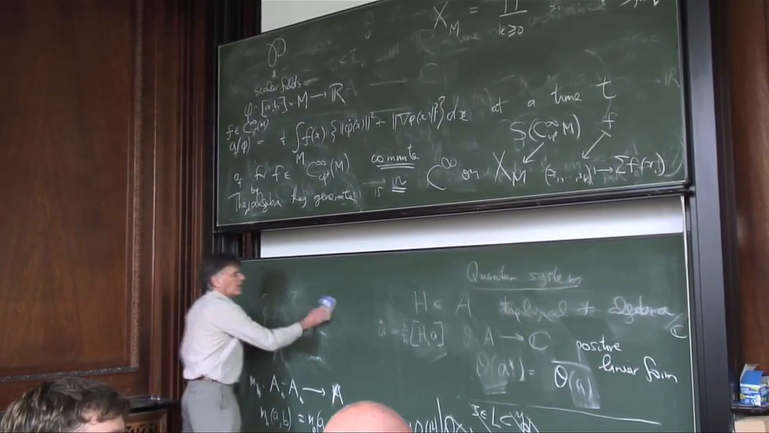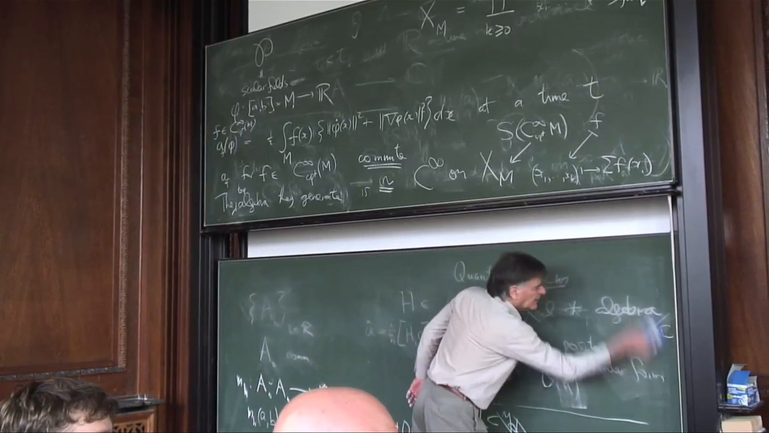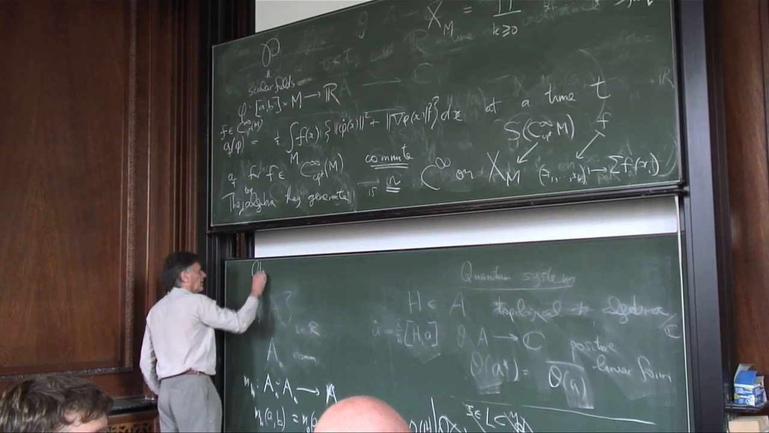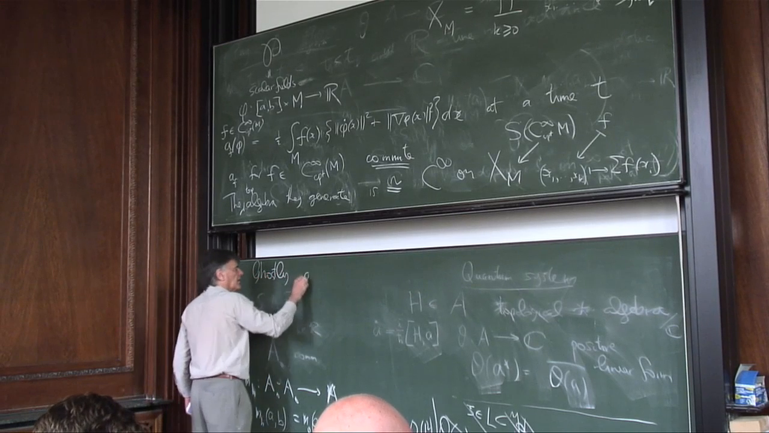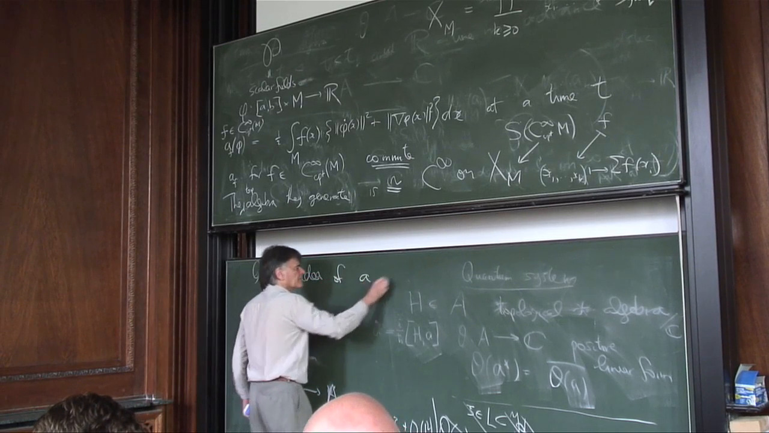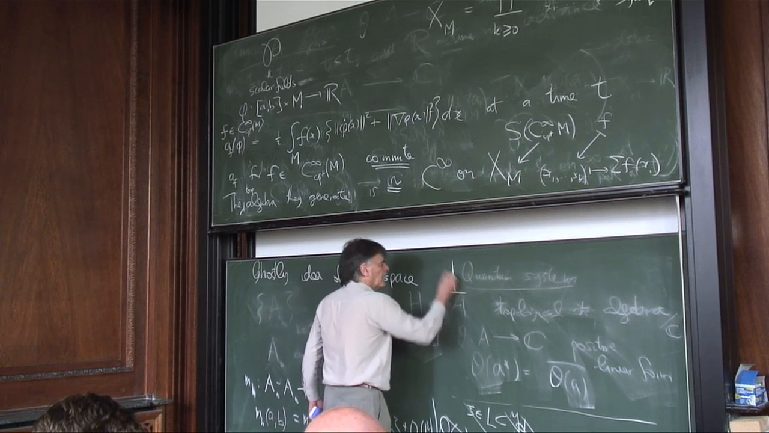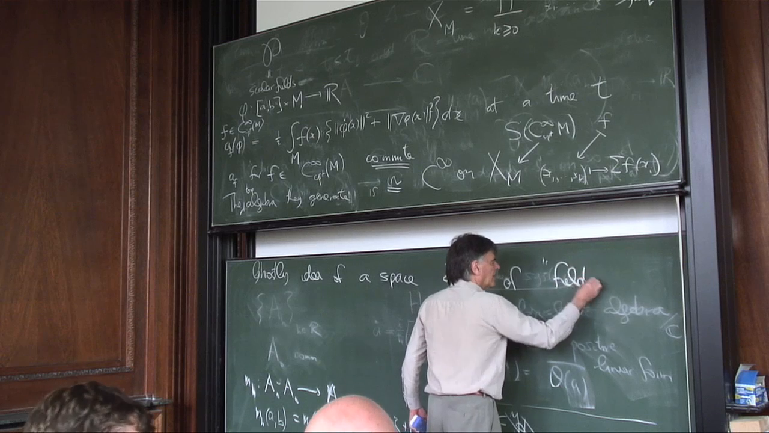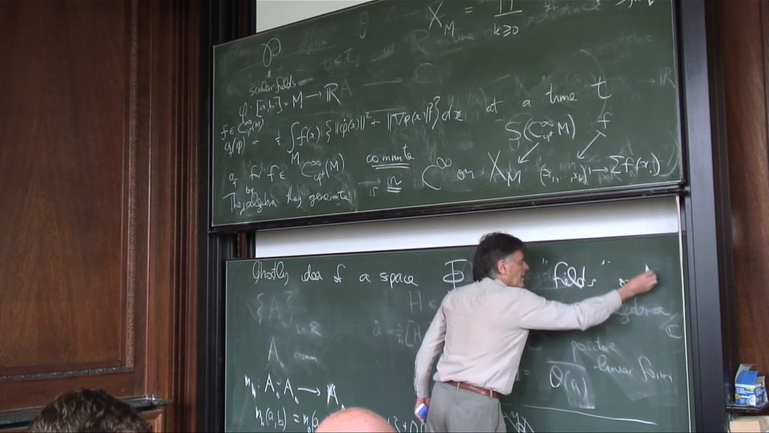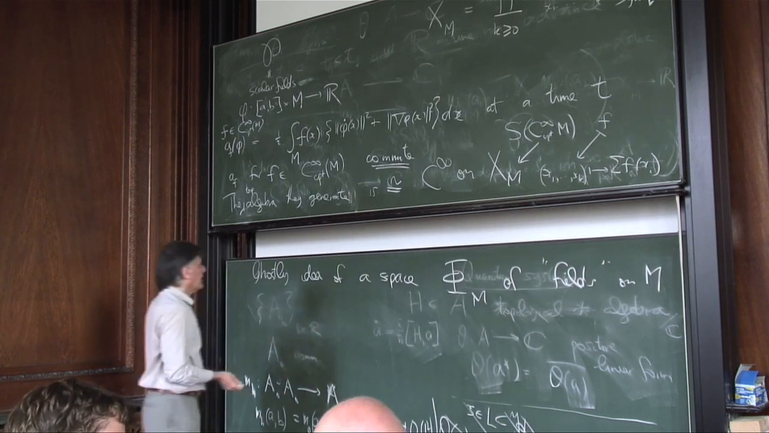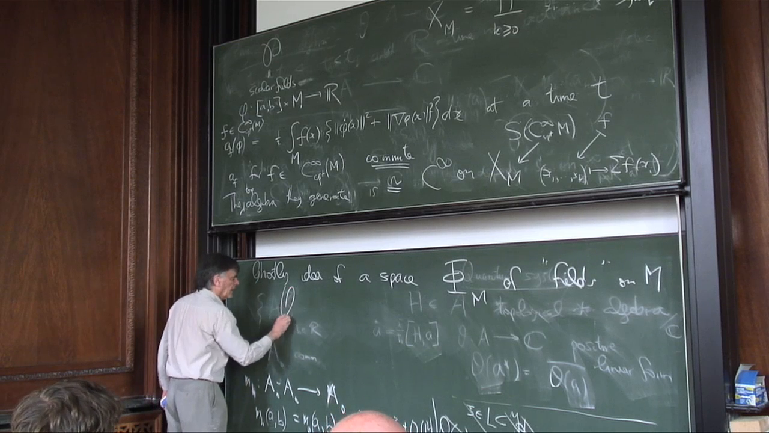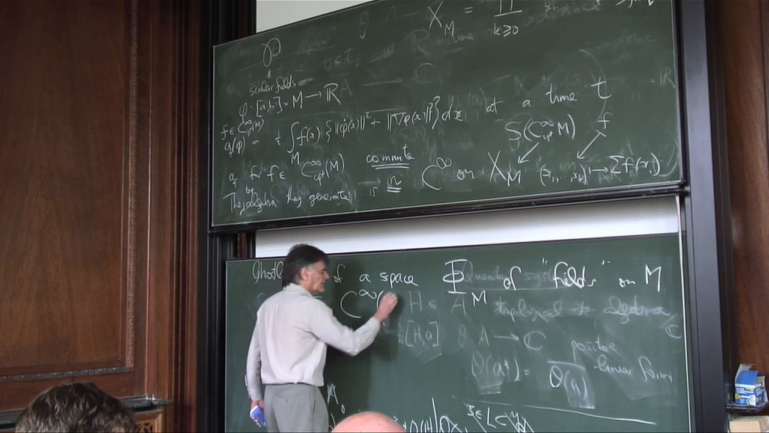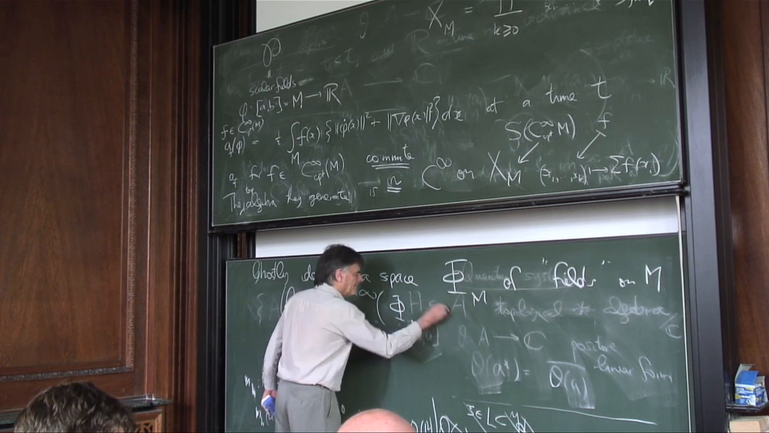we're trying to think of a ghostly thing in the background. We have a ghostly idea of a space Phi_M of fields, whatever they may be, on M, the way that we have scalar fields up there. And O_x is meant to be contained in the C-infinity functions on Phi_M.